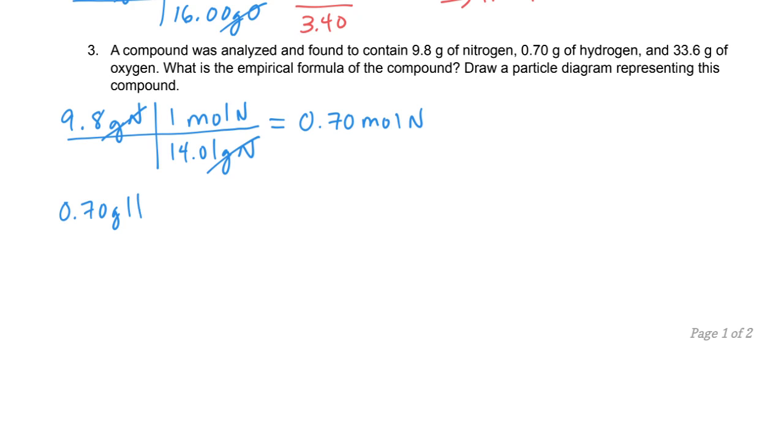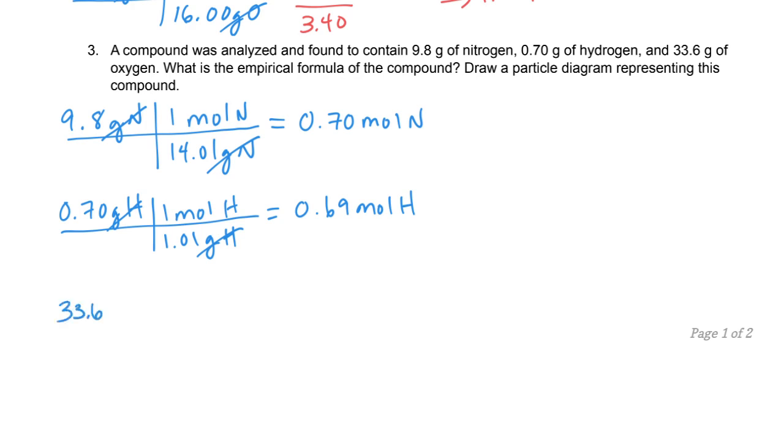Then the hydrogen is 0.7 grams of hydrogen. Do our train tracks. Hydrogen is 1.01 grams per mole. And so that ends up being 0.69 moles of hydrogen. And then finally, we have the oxygen, which was 33.6. And oxygen is 16 grams per mole. So our grams cancel, and we get 2.1 moles of oxygen.